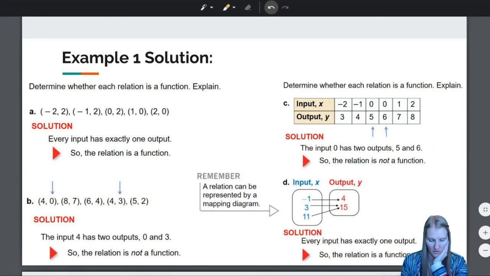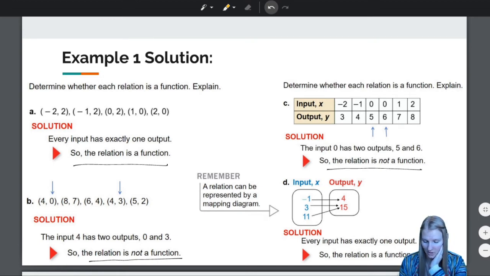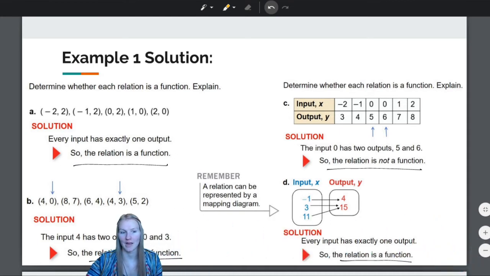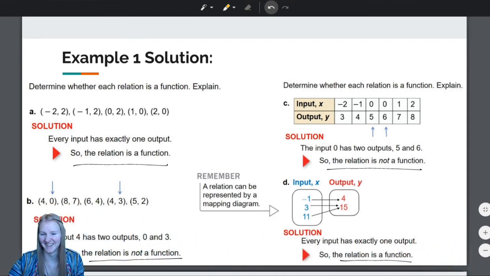Determine whether the relation is a function. Relation is a function. Relation is not a function. Relation is not a function. Relation is a function. Oh, and let me move my head back over here so we can see part D. So the relation is a function if we have one input gives us one output.